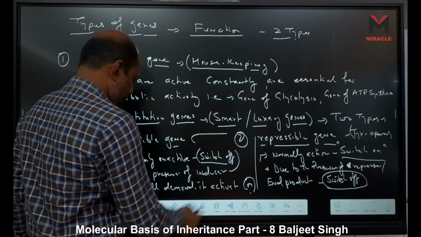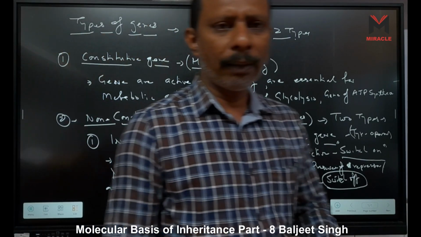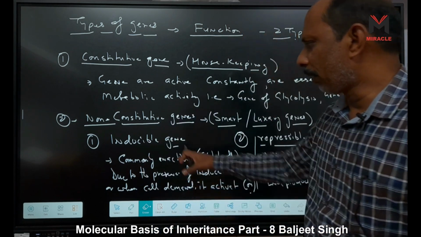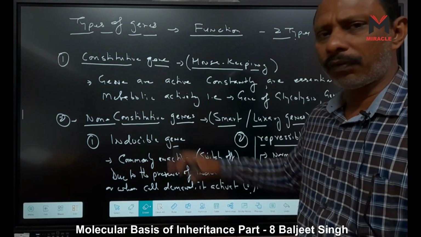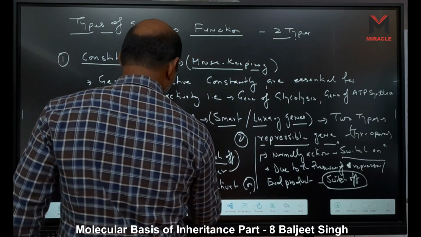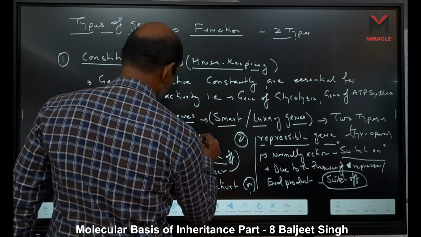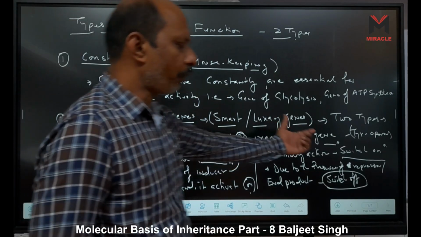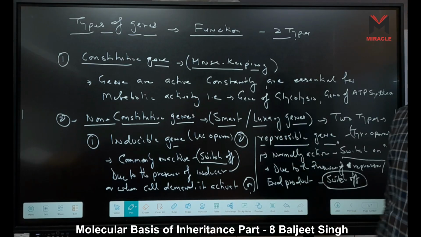Another one is inducible. Inducible means they are normally inactivated, but in the presence of an inducer or when the cell demands, it becomes activated, meaning it switches on the process and starts the formation of proteins or polypeptides. Here, for example, is the lac operon. So these are the two examples of two different types of non-constitutive genes. Do we understand?